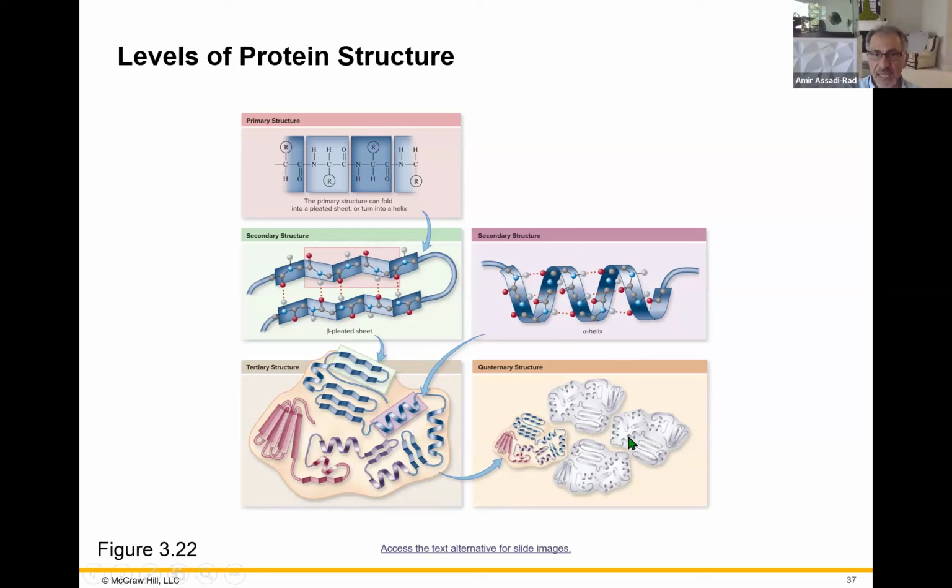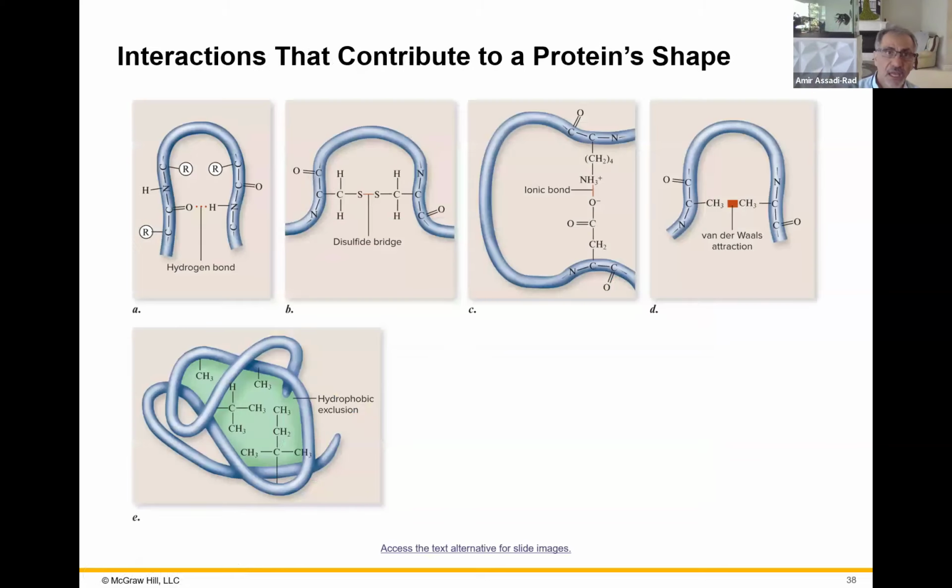Okay, and then look, this molecule, which is found in your red blood cells, hemoglobin, has one tertiary, two tertiary, three tertiary, four tertiary combined together. It's called quaternary. That's how things are.